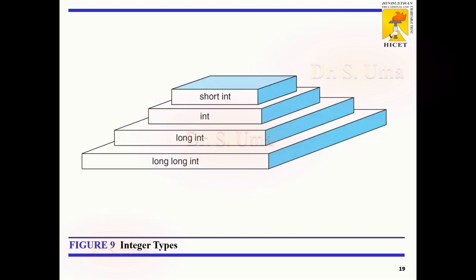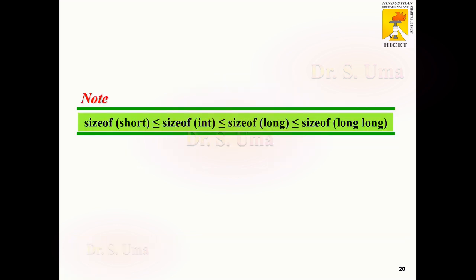Next are the types of integers that are available in the C programming language: short int, int, long int, long long int. As the picture tells us, short int is of the smallest size, then comes the size of int, then the size of long int, then the size of long long int. So they are in increasing order of size from short int to long long int. That is indicated in this particular slide.